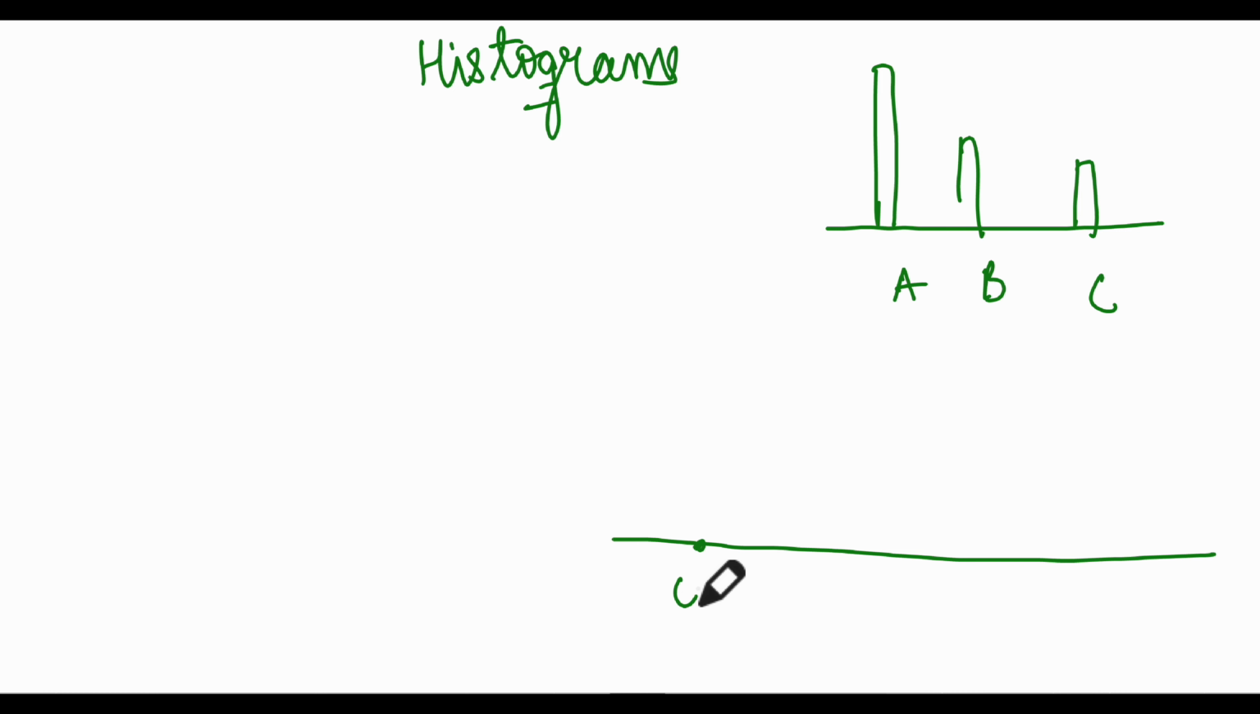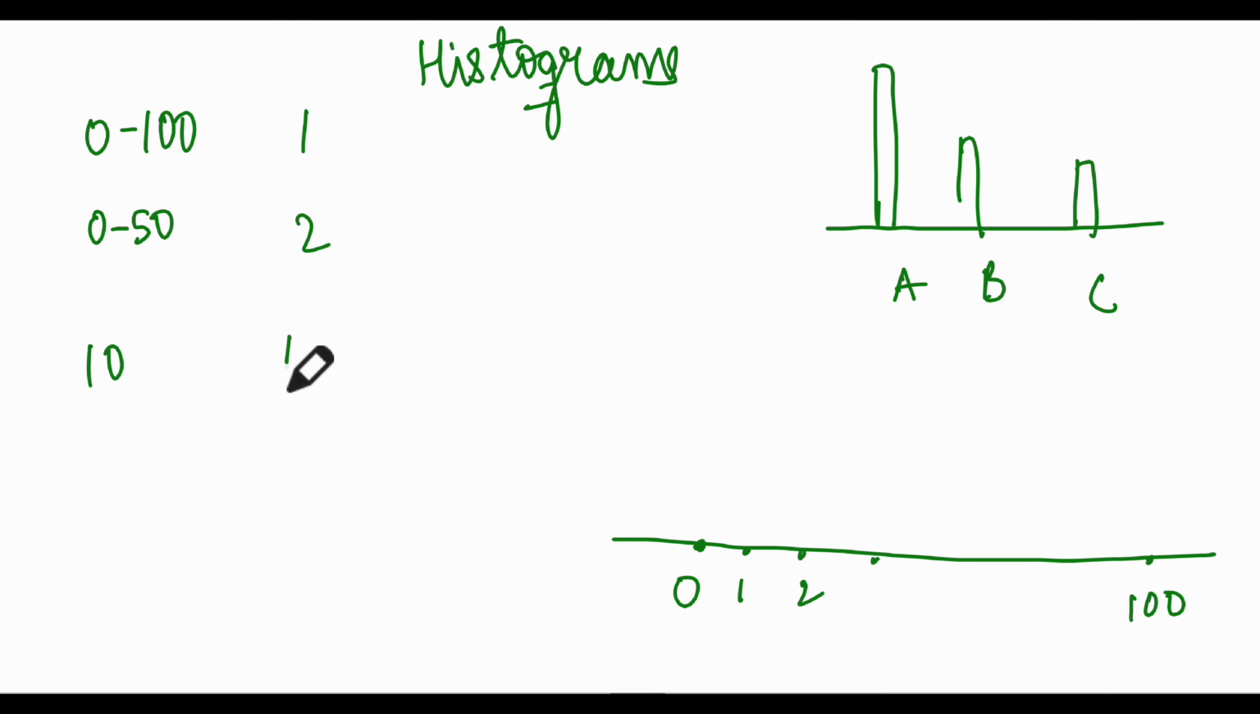From 0 to 1,000, the buckets you decide yourself: whether you want to check 100 buckets or 50 buckets between these two. For example, if there are 100 buckets between 0 to 100, you will create bars of width 1. If there are 50 buckets, you will create bars of width 2. And if there are 10 buckets, you'll create bars of width 10. Depending upon the scenario, you'll create bars like this.